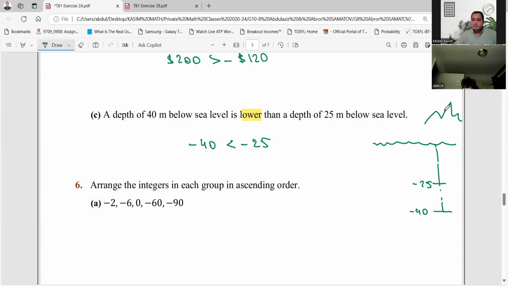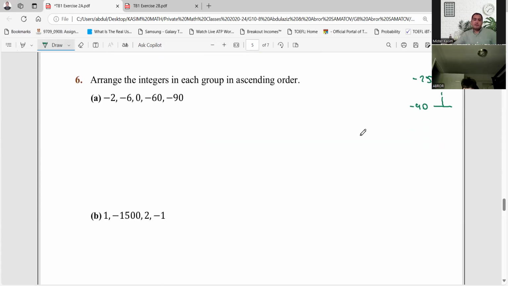Okay, Abror, let's continue with question 6. Arrange the integers in each group in ascending order, right? Ascending, what does ascending mean? Yes, Abror, what does ascending mean? From smallest to the largest, right?